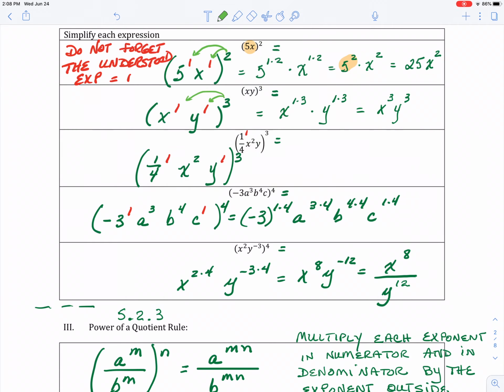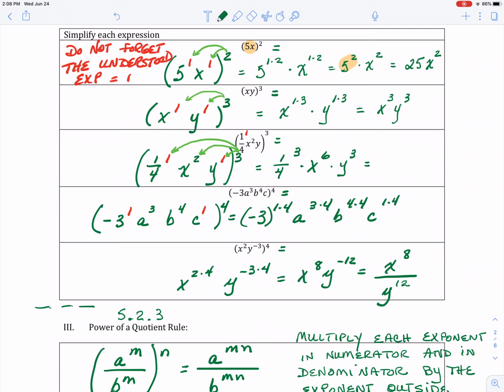So again, I'm going to take this 3 and multiply it by that exponent 1, 3 by that exponent 2, multiply 3 by that exponent 1. So let's see how this works out. So this is going to become 1/4 to, then I'm going to go ahead and write this and sort of skip a step because I don't have a lot of space here. So 1 times 3 is 3. This is going to be x to the 2 times 3 is 6. And this is going to be y to the 1 times 3 is 3.